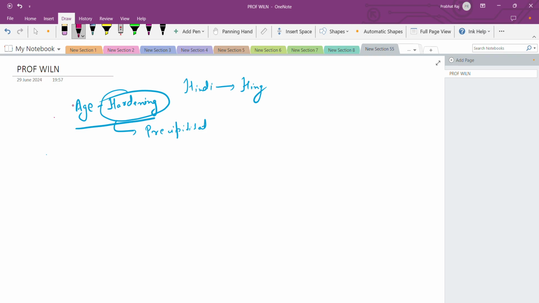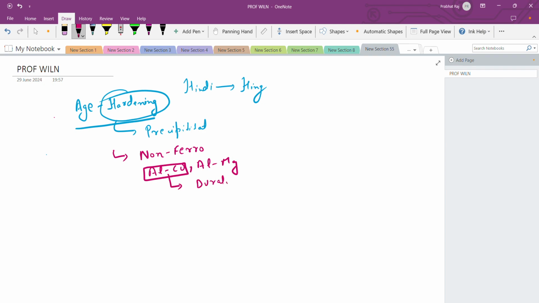Alright, so why age hardening? The answer is simple: other methods were for steel and other alloys, but in this method we are talking especially about non-ferrous alloys, right? Like aluminum copper alloy, aluminum magnesium alloy. This alloy is very popular in the market as duralumin.